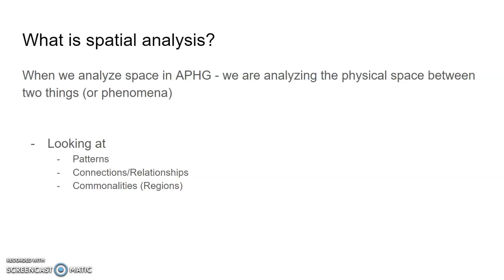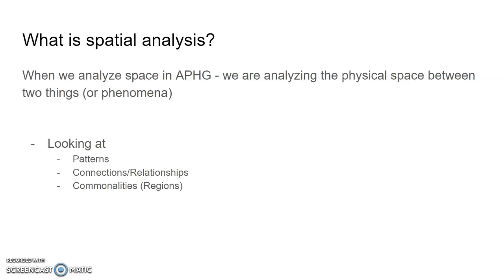So when we do that, we look at things like patterns across the space. Where do we see similar relationships? Where do we see similar features? We look at the connections and the relationships between two different places. And we compile places ultimately into what we would call regions, like we talked about last week, where we look for commonalities within a geographic space that are unifying.